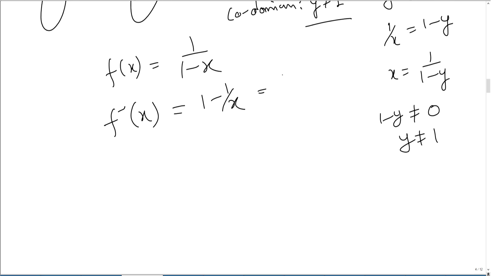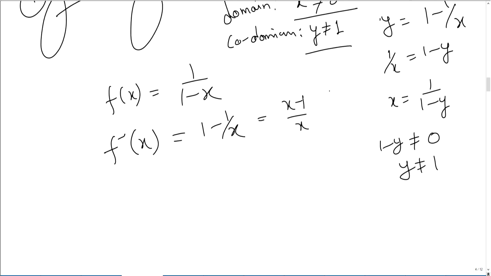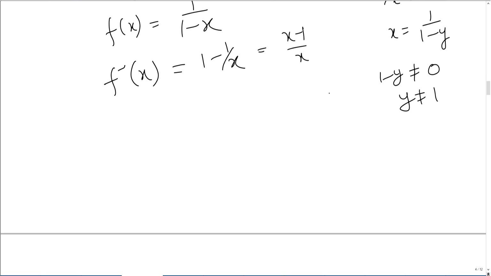You can also rewrite it as x minus 1 by x, right. So, let us draw the domain and codomain, the graph of these two functions. Let us first draw the graph of 1 divided by 1 minus x. We drew this graph earlier. So, what happened in this graph was that x cannot take the value 1.